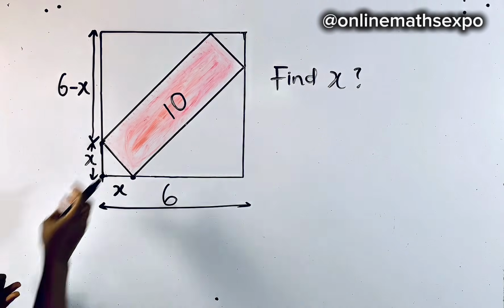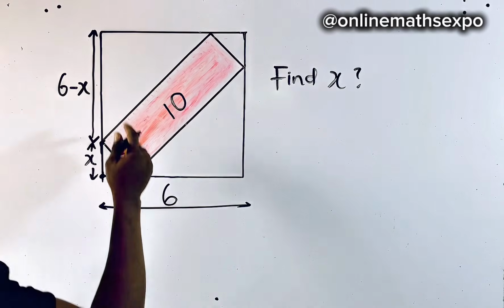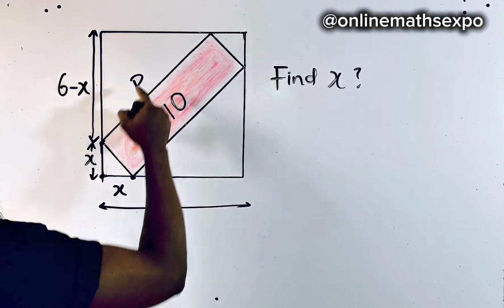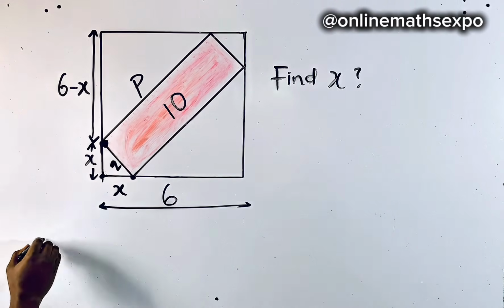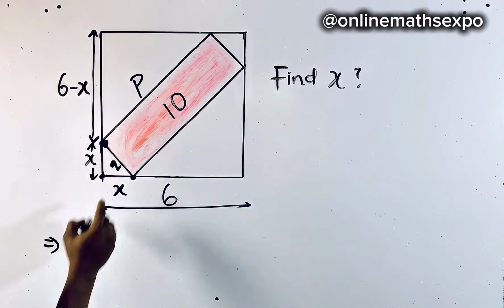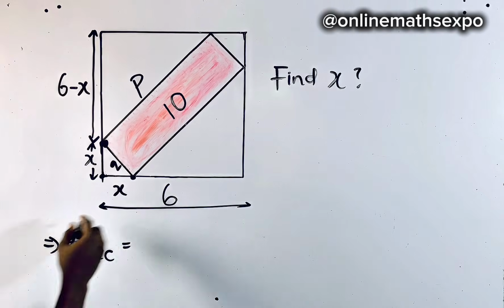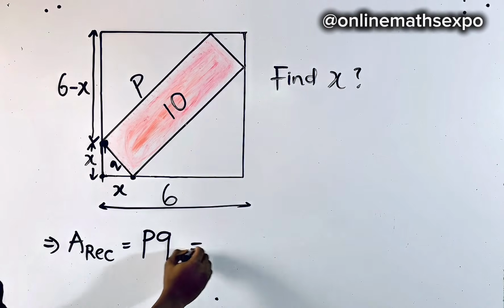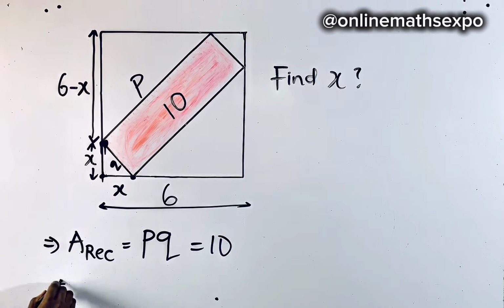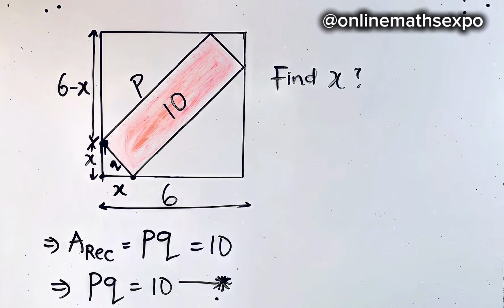Just remember that since we have been given the area of the rectangle as 10 square units, if this part of the rectangle measures P and this part measures Q, we have that the area of the rectangle is the product of the two sides, which gives us PQ, and this area is equal to 10. So if you simplify this, it means PQ is equal to 10. Let's leave this equation.